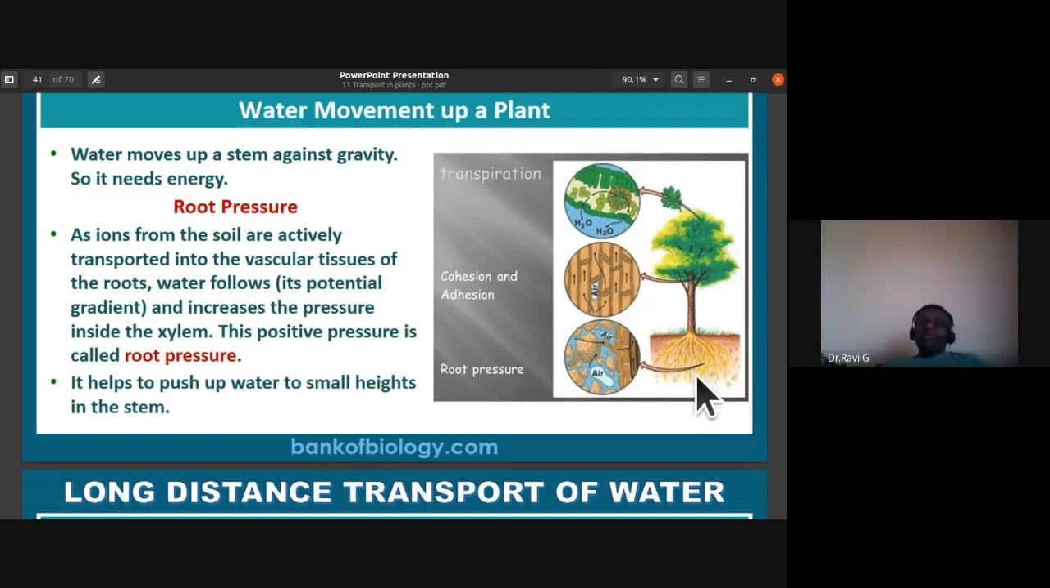This root pressure is similar to a hose pipe. Just like the tap being turned on and the water flows through the hose pipe, here a positive pressure gradient is created in the root cells. This positive pressure is called root pressure, and it helps to push water up against the gravitational force to small heights in the stem.